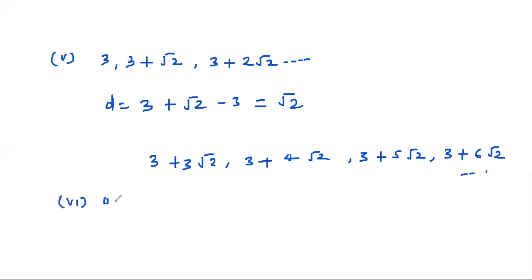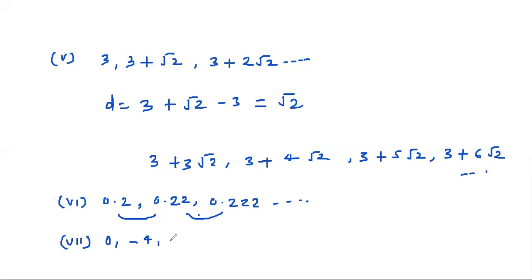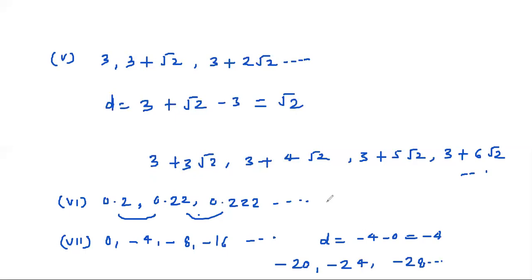Now let's go to next question. It is 0.2, 0.22, 0.222 dot dot. Here common difference is not same, so it is not an AP. Next one, 0, minus 4, minus 8, minus 12, etc. It is an AP because D will be minus 4 minus 0, which will give minus 4. So next terms will be minus 20, minus 24, minus 28, etc.